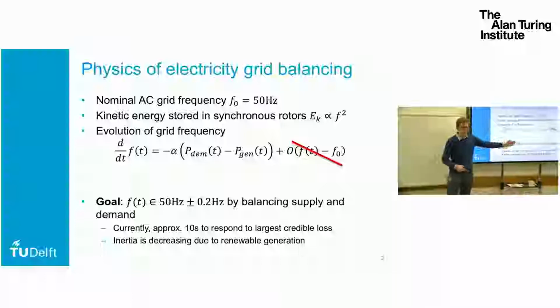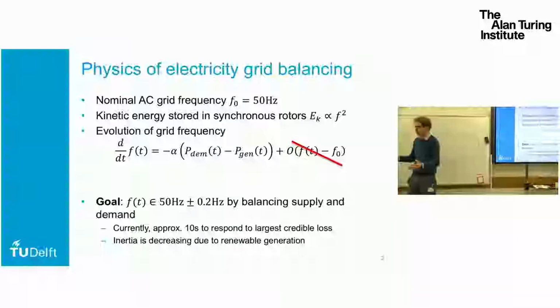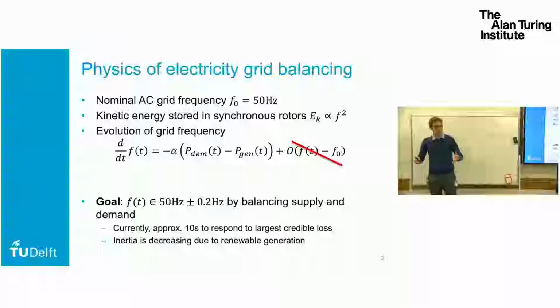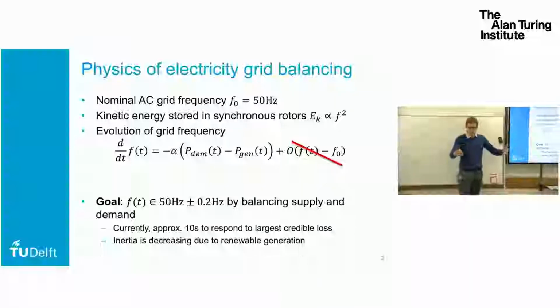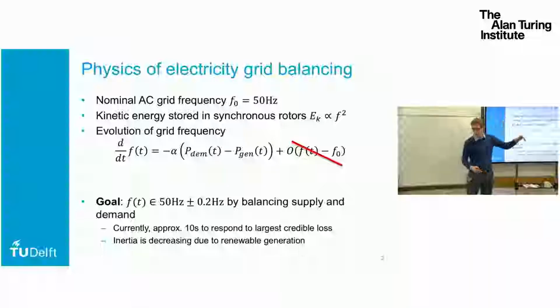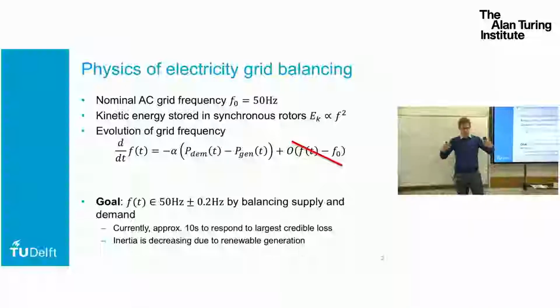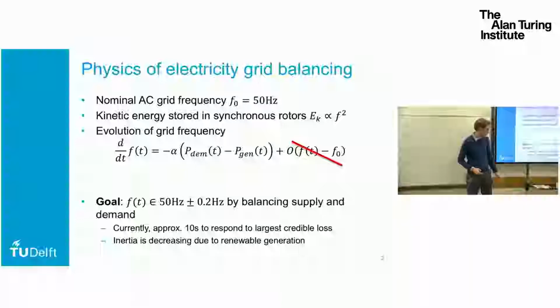Currently, if you have a large credible loss in the UK, that's Sizewell B nuclear station of 1.3 gigawatts, you have about 10 seconds or so before you need to have really done something significant to make sure this frequency doesn't sag out of control, right? So you lose a large power station, energy has to come from somewhere, it comes out of the spinning machines, and then the grid frequency starts to slow down. So to not exceed this limit, you have to be quick.